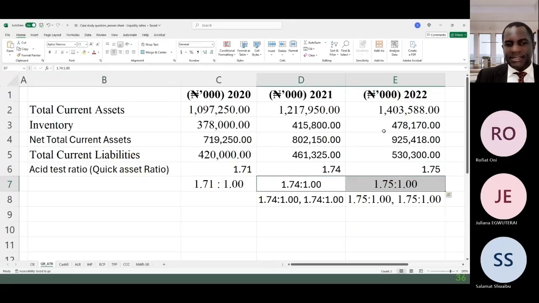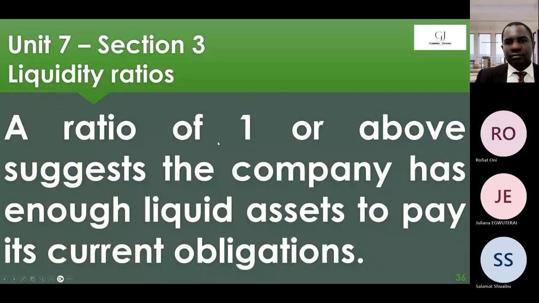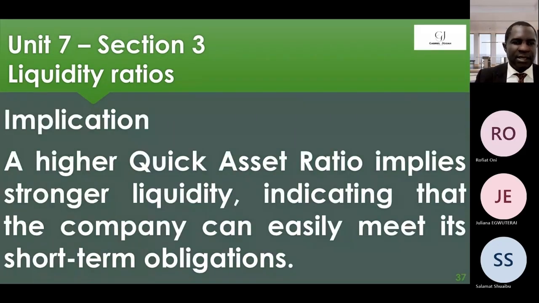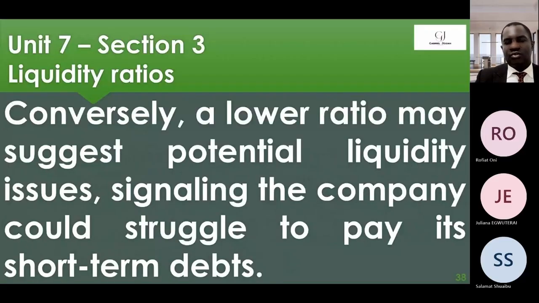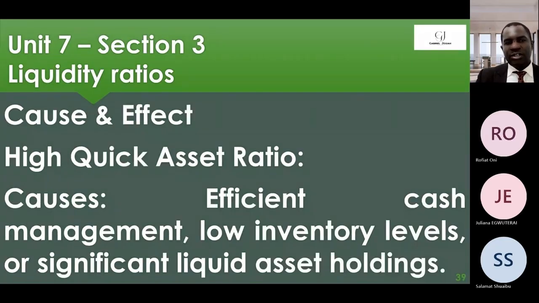So the quick asset ratio shows that Kabir's company passed the acid test. He passed the acid test, which is above 1. Because from our interpretation here, the general benchmark says a ratio of 1 or above suggests the company has enough liquid assets to pay its current obligations. So more importantly, what does it mean? It means a higher quick ratio implies stronger liquidity, indicating that the company can easily meet its short-term obligations, while a lower one suggests potential liquidity issues, especially where there is no inventory, signaling the company could struggle to pay its short-term debts. And what are the causes of a high quick ratio or quick asset ratio?